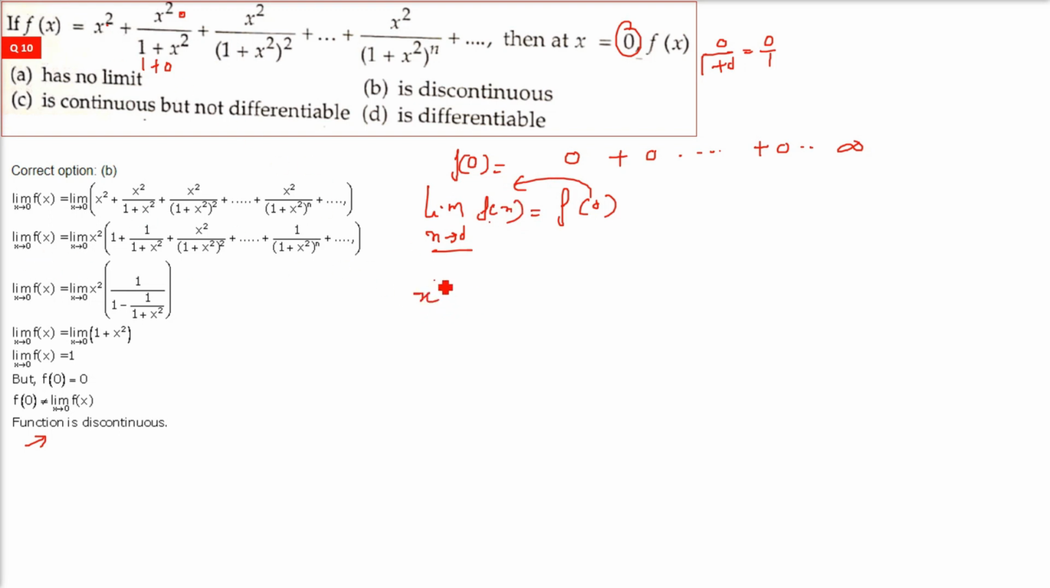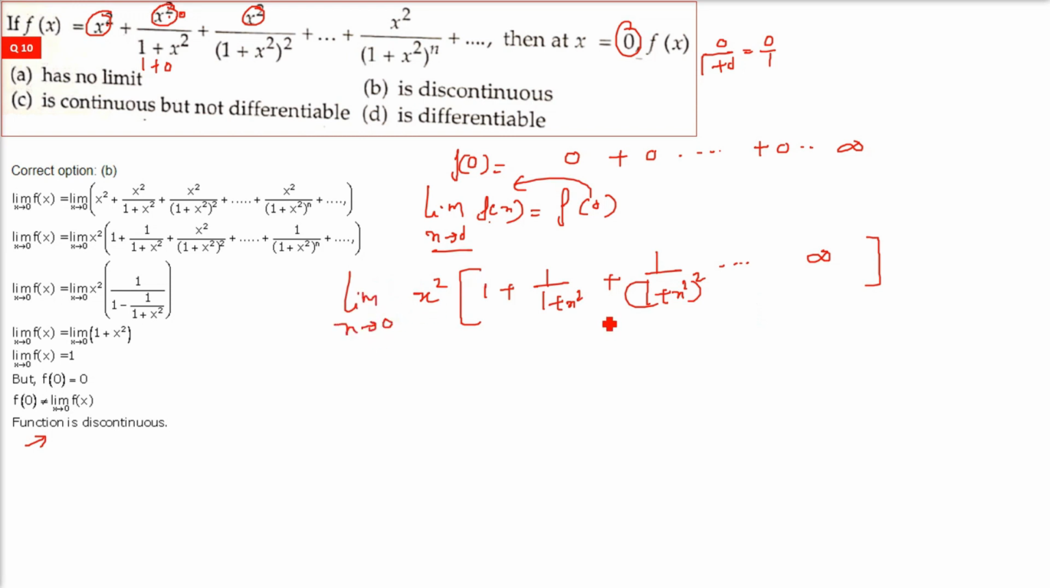So let us see this. I am taking x square common from this series. When I take x square common, what is remaining? 1 plus 1 by 1 plus x square, then 1 by 1 plus x square whole square, and this goes up to infinity. Now I am applying the limit x tends to 0.